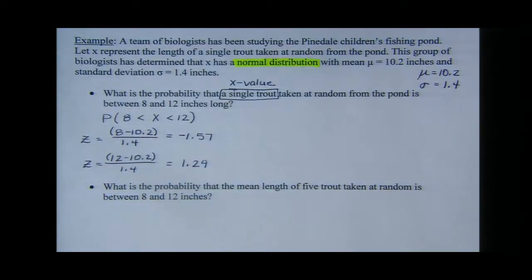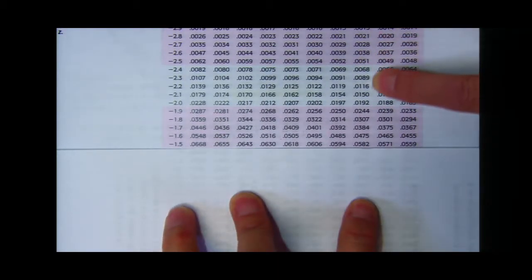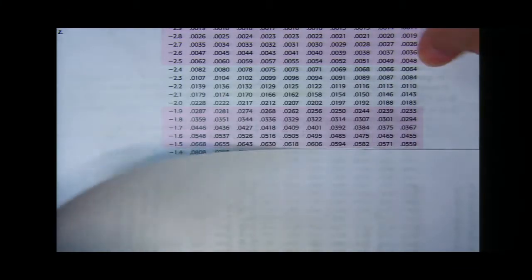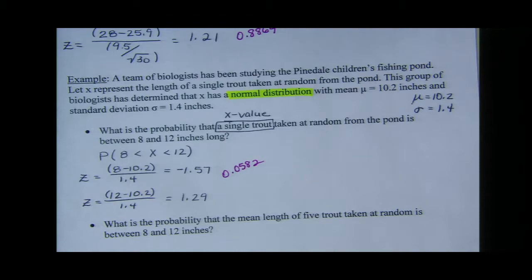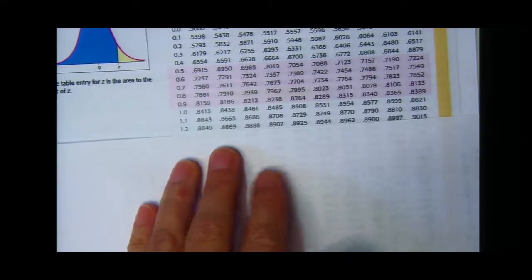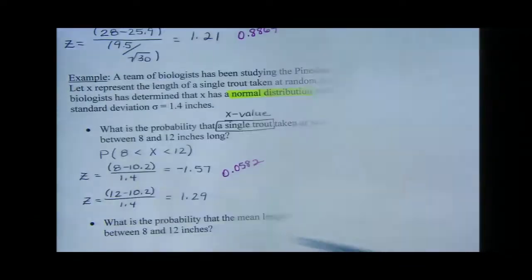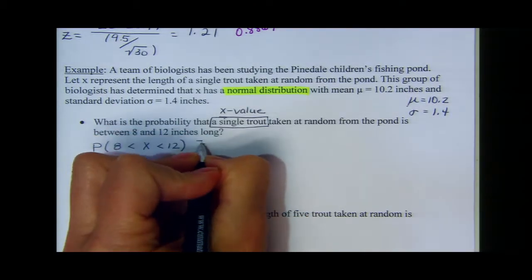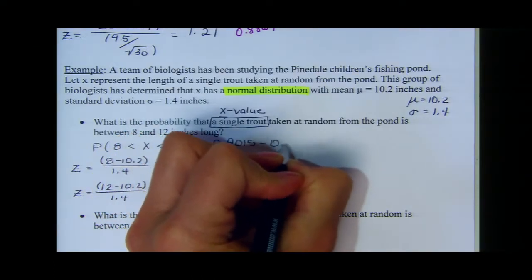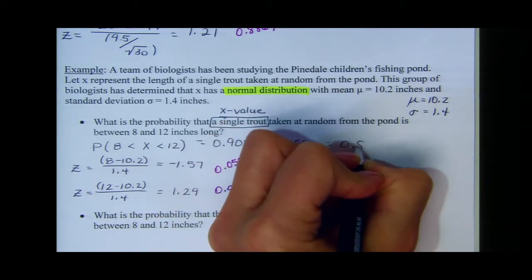So just like the previous example we did, since it's between two values, I'm going to locate those two areas: negative 1.57, negative 1.5, and I find 0.07 at the top, 0.0582, and then 1.29, 0.9015. And we're going to subtract those two, so 0.9015 minus 0.0582 equals 0.8433.